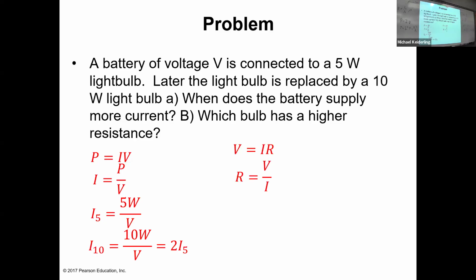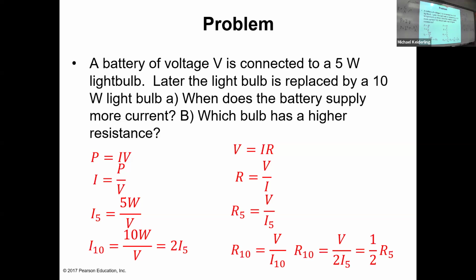Resistance is voltage over current. The resistance for the 5-watt light bulb is voltage over current 5. The resistance for the 10-watt light bulb is voltage over current 10. But we know that current 10 is 2 times current 5. The voltage over 2 times current 5 is half the resistance of the 5-watt bulb. The higher power light bulb has a lower resistance.